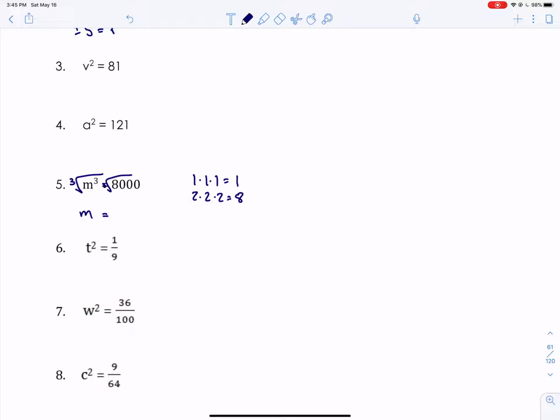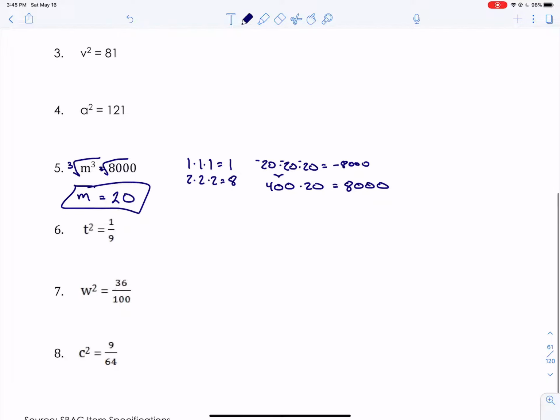That's a good start. So to get all those zeros, what if I started with 20? 20 times 20 times 20. Well, 20 times 20, that's a 4 with those 2 zeros, so it's 400 times 20. 4 times 2 is 8, and then we put those 3 zeros behind it. So 8,000. So there we go, it's 20. And it has to be positive. We can't have a negative. If we multiply negative 20 times negative 20 times negative 20, we would get negative 8,000. So it's a little bit different than the square roots. We can only have the positive or the negative. We don't have both.